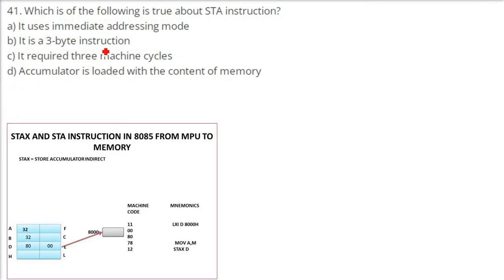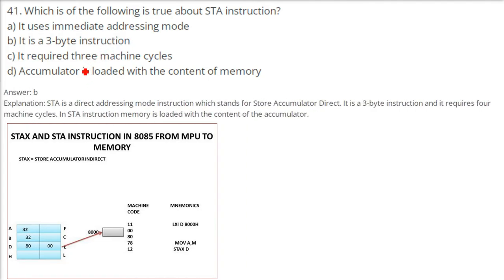Which of the following is true about the STA instruction? The STA instruction is store accumulator direct. The answer is that it is a 3-byte instruction. Store accumulator direct is a 3-byte instruction. That is correct. Now what are all the incorrect ones?